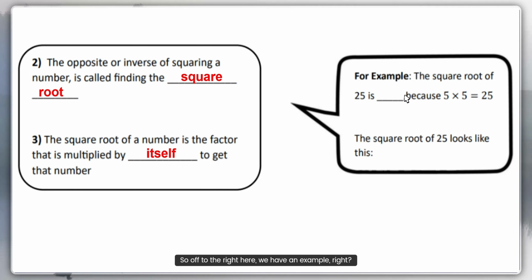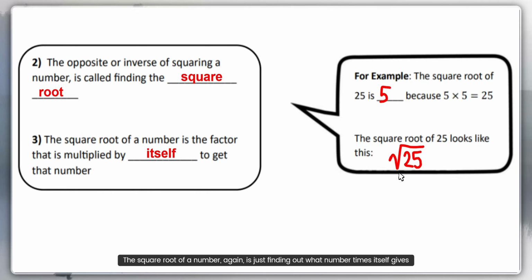Off to the right here, we have an example, looking at what we saw earlier, but in the reverse direction. The square root of 25 is 5 because 5 times 5 is equal to 25. So again, when you're square rooting a number, we're just looking for what number multiplied by itself gives us that amount. When we're talking about the square root of 25, we have that radical symbol, and we put the 25 underneath. So that's what it means to take the square root of a number. The square root of a number, again, is just finding out what number times itself gives us that amount.